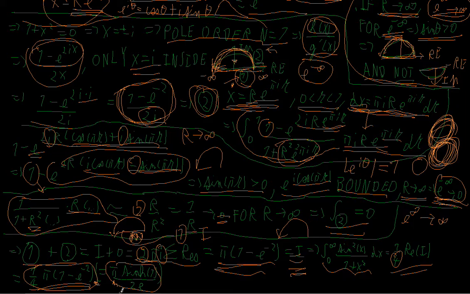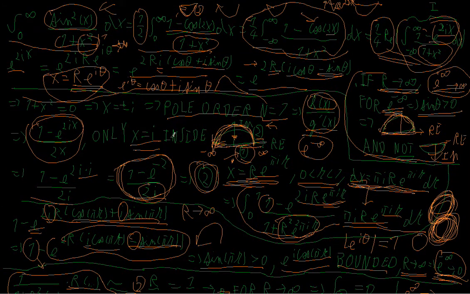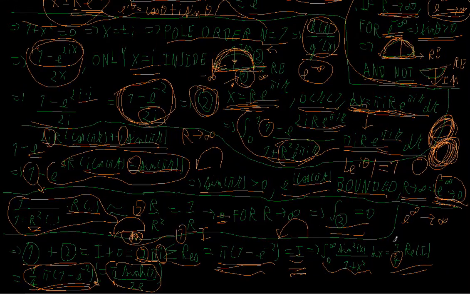Yes, so that's it. I hope it was clear. To remember what we did first: we converted the sine squared of x into 1/2 times 1 minus cosine of 2x, and then we wrote this 1 minus cosine of 2x as the real part of 1 minus e to the 2ix. Okay, we wrote it as the real part of that.